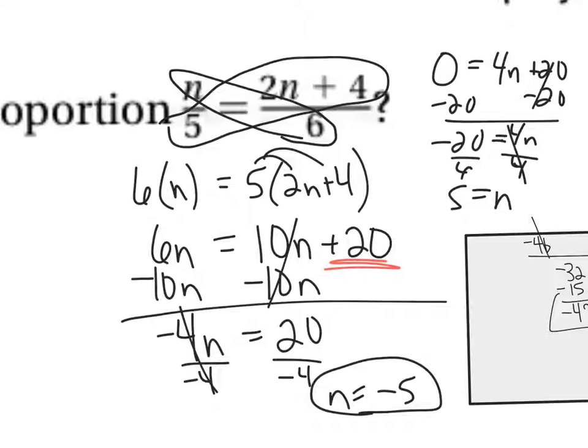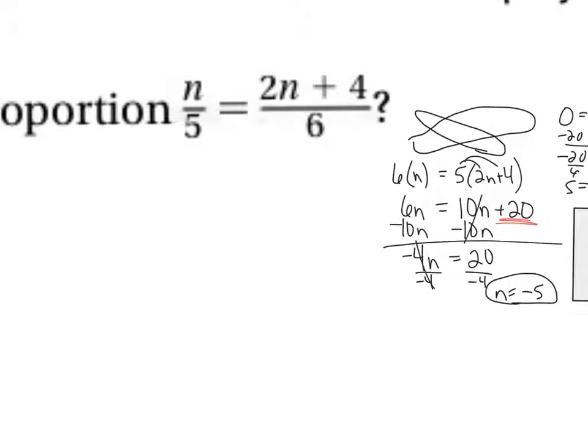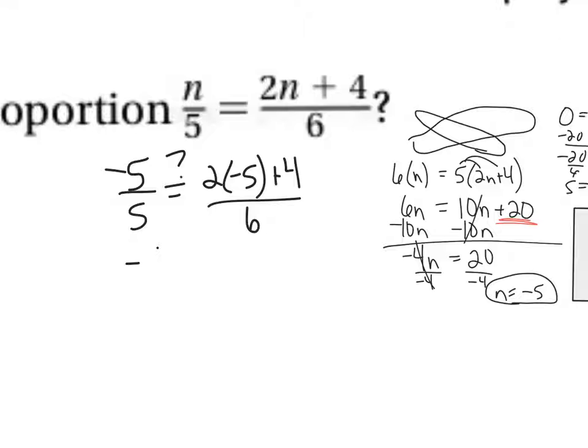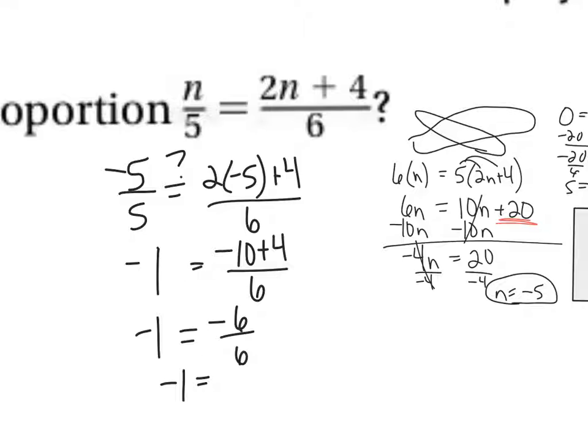Just like any of these problems, once you get the answer, you can put that back in the original equation to see if it works or not. So if we put a -5 in place of the n, -5 divided by 5 is -1, and then this would be -10 plus 4, which is -6, which is also -1. So that does work. Definitely we need to make sure we're doing the work and then checking our answer.